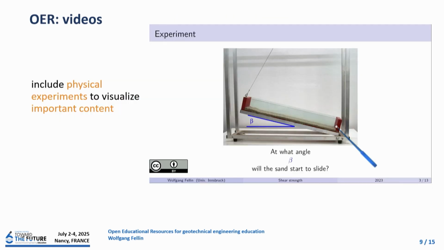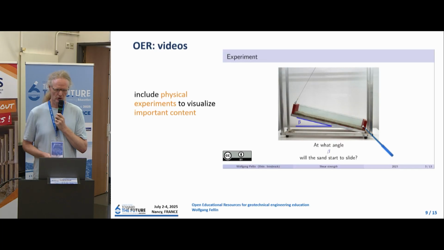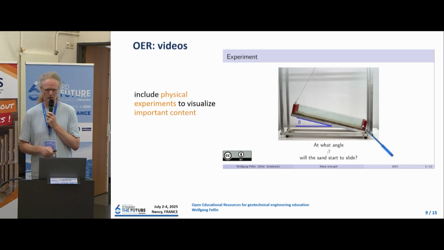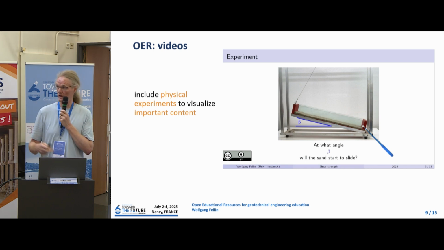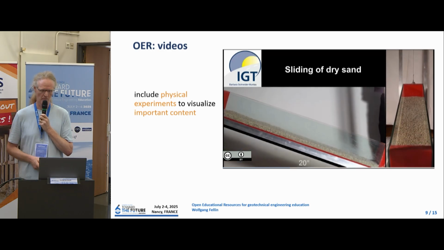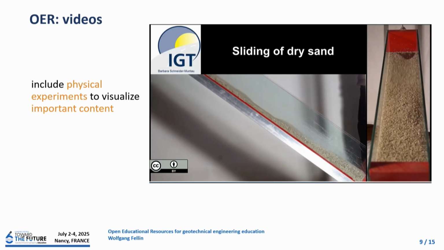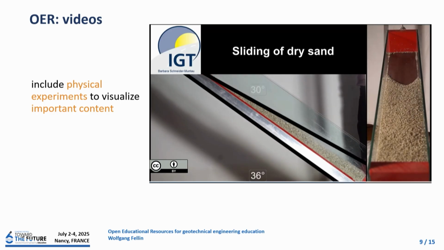Now let's switch to some examples of open educational resources. Let's start with videos. What are the advantages of videos? For example, you can include physical experiments to visualize important content. Here you see a sand dune, and you can increase the inclination, and you can ask in advance at what angle the sand will start to slide. Then you can show the experiment, and you can highlight 2 angles: the one at which the sand starts to slide, and the other at which the deposit is formed.